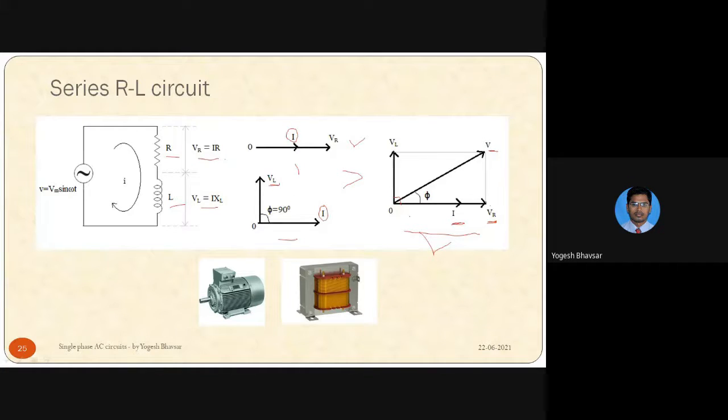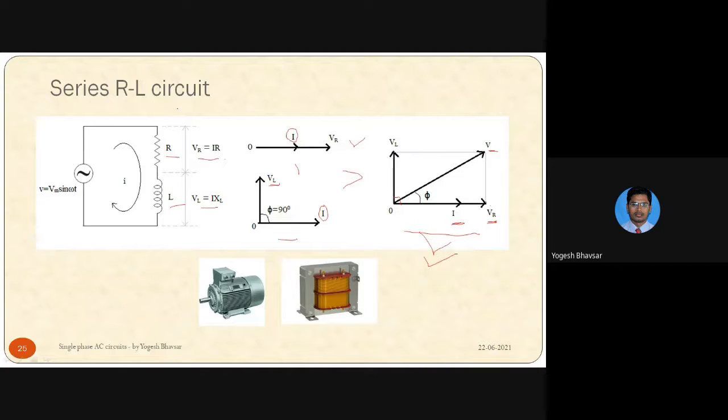Taking current as common on the x-axis, it is already there. So by extending, we get the VR. And for the purely inductive circuit, voltage VL is leading current by 90 degrees. So we can draw it here. And the resultant for this VR and VL is exactly in the middle of that, and we can just draw the dotted line. So this is the complete phasor diagram for the series RL circuit, by combining both phasor diagrams.